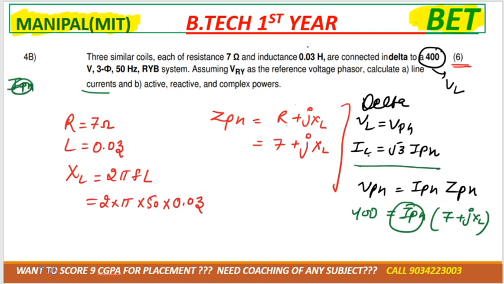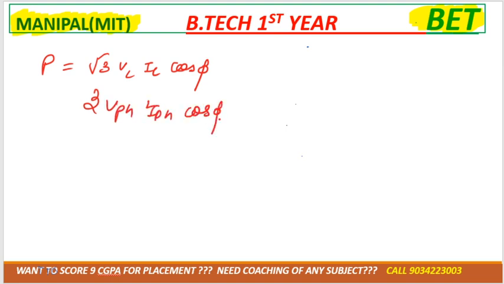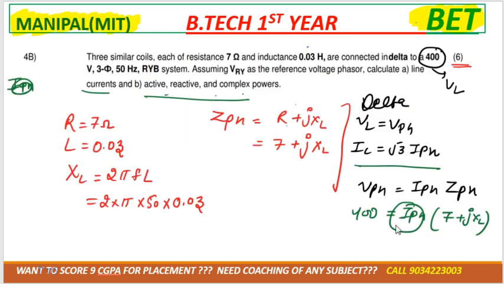Root 3 into IPH. Then you need to calculate active power, reactive power and complex power. Active power का formula is root 3 VL IL cos phi or 3 VPH IPH cos phi, and its unit is watt. Cos phi कैसे आएगा? Cos phi का formula is R by Z. R दिया हुआ है, they have given you 7 ohm. Z you can get it by the formula root of R का square plus XL का square.